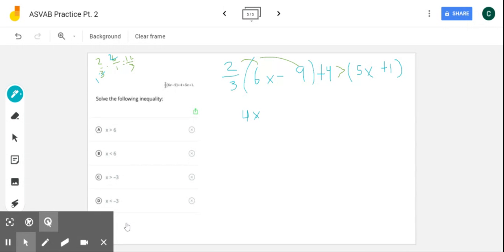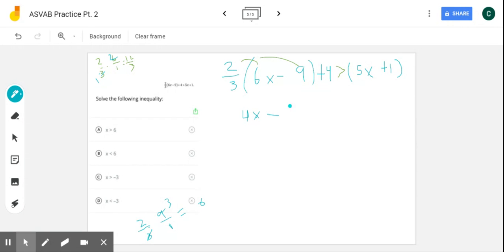So I'll do that with 2/3 and 9. 2/3 times 9. 9 is like 9 over 1, same thing. And I can cancel diagonals, because 3 divided by 3 is 1. 9 divided by 3 is 3. 2 times 3 is 6. So minus, don't forget to carry your signs, 4x minus 6 plus 4 is greater than 5x plus 1.